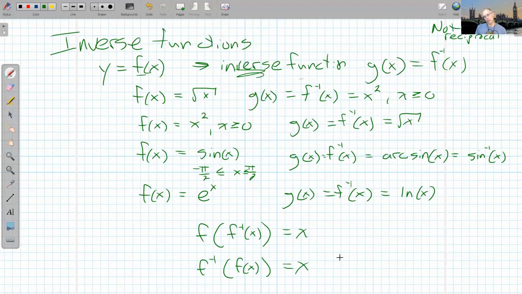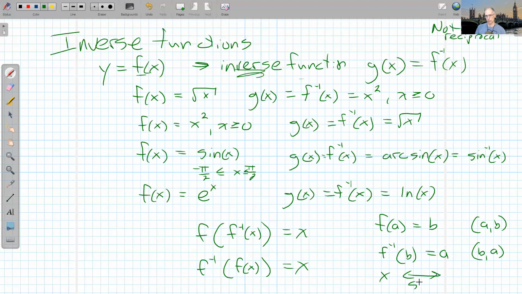So some things about inverse functions is they reverse each other. So if f of a equals b, then f inverse of b has to equal a. In other words, if this function has the point (a, b), the inverse function has to have the point (b, a). X and y switch for an inverse function.